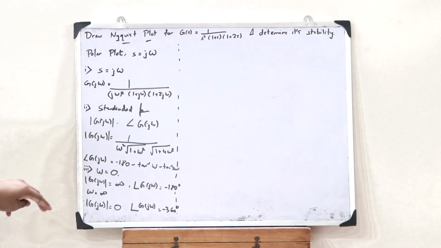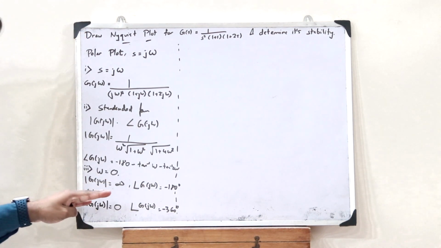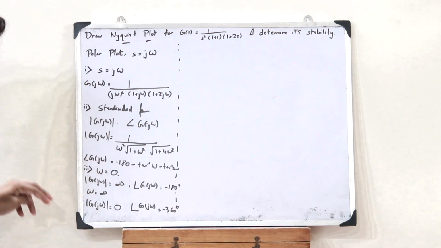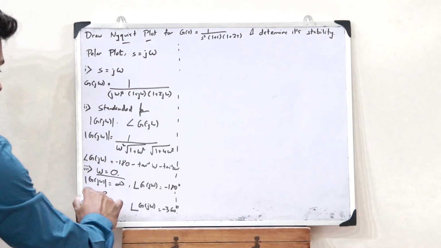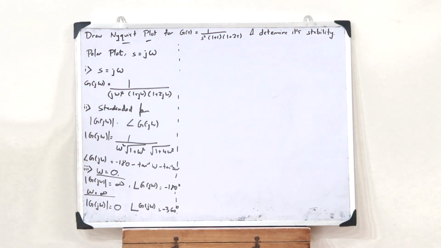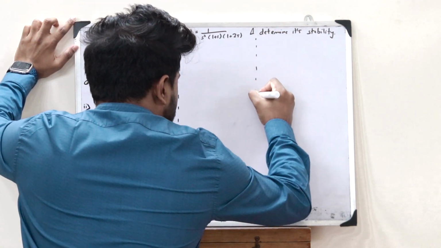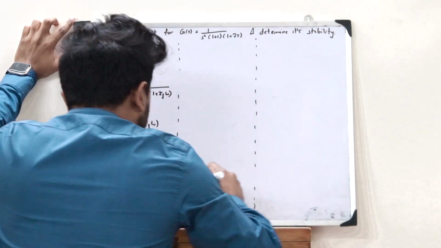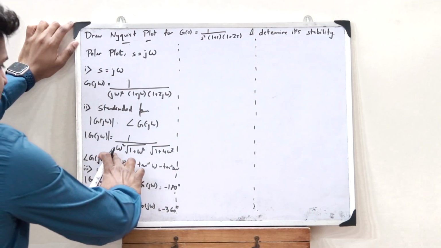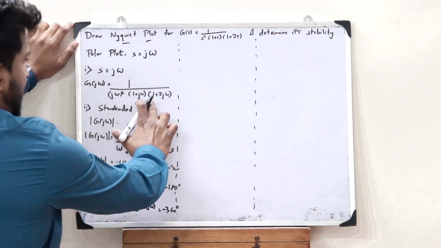So here we have found the value of the magnitude and the phase when omega is equal to 0 and when omega is equal to infinity. The next step that we have to do is to separate the real part and the imaginary part from this particular equation.